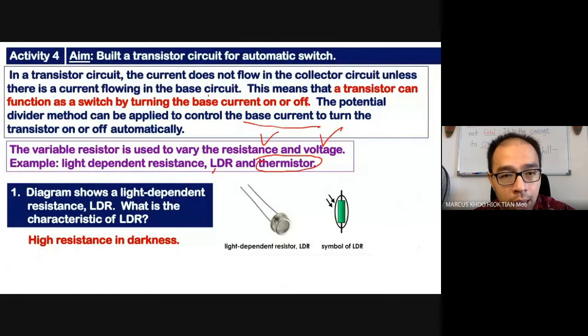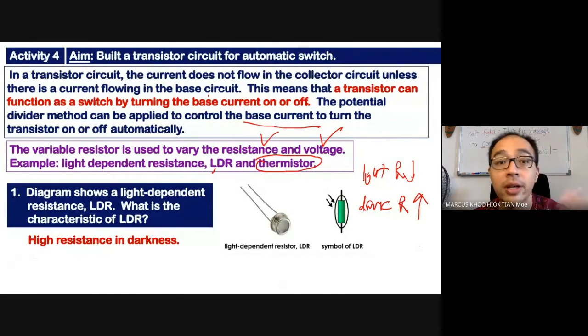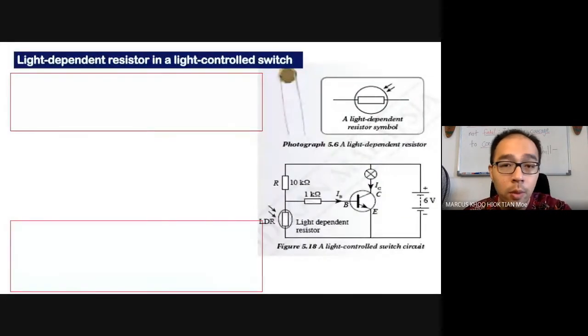So in an LDR, as I said just now, if it is in a bright space, the resistance will be low. If it is in a dark space, the resistance will be high. That's why it's called light dependent resistor. Ada cahaya, ada light, resistance turun. Now when we position the light dependent resistor, usually we will position it down here. Okay, let's take a look.